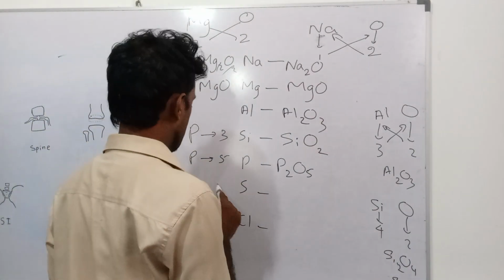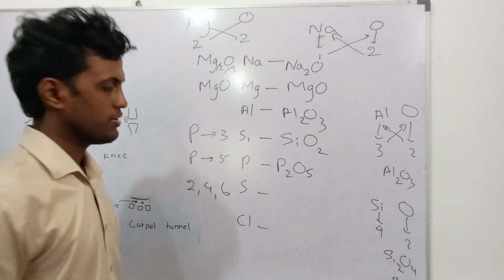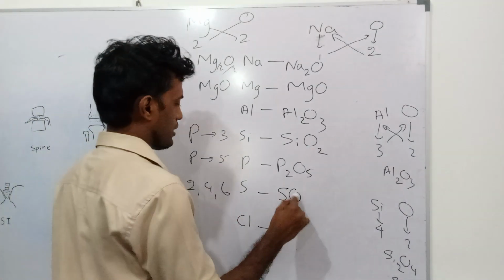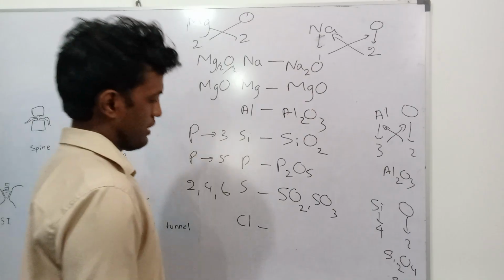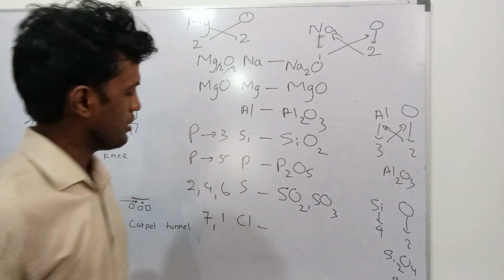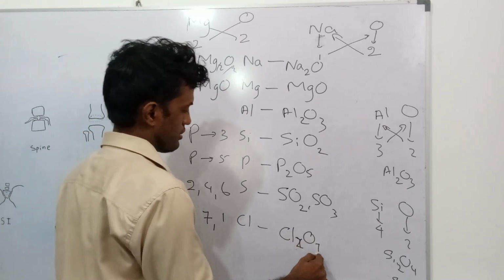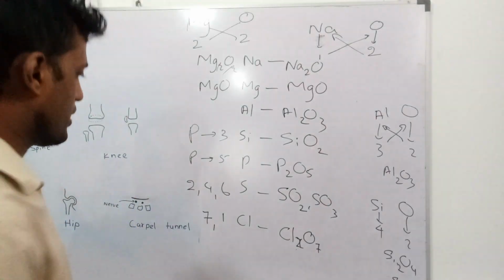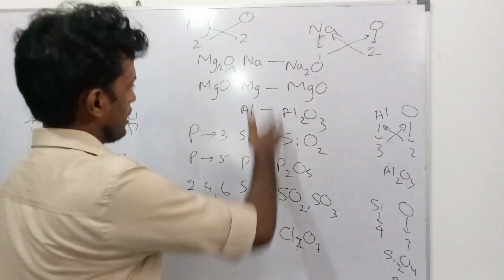And sulfur also has multiple valency numbers: 2, 4, 6. But the common one is SO2, sulfur dioxide; SO3 also you can take. Chlorine has two numbers, 7 and 1. But the book says Cl2O7. They recommend that, with the valency 7 making Cl2O7. So those are the things.